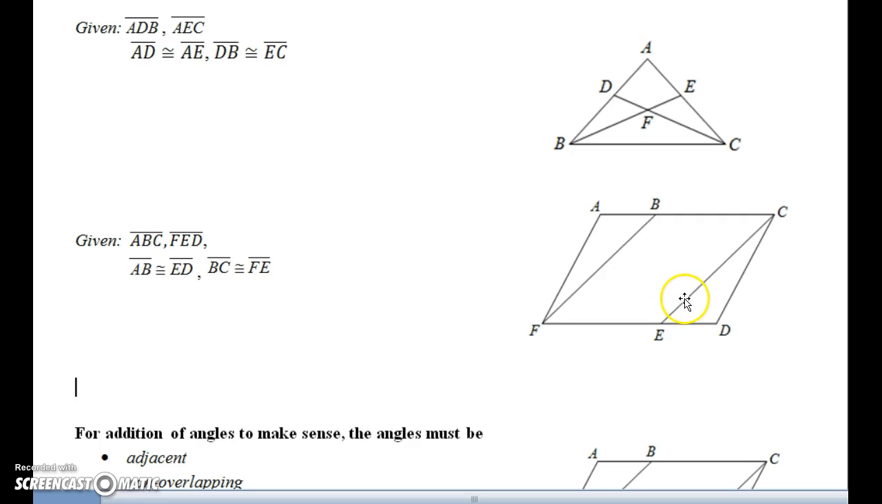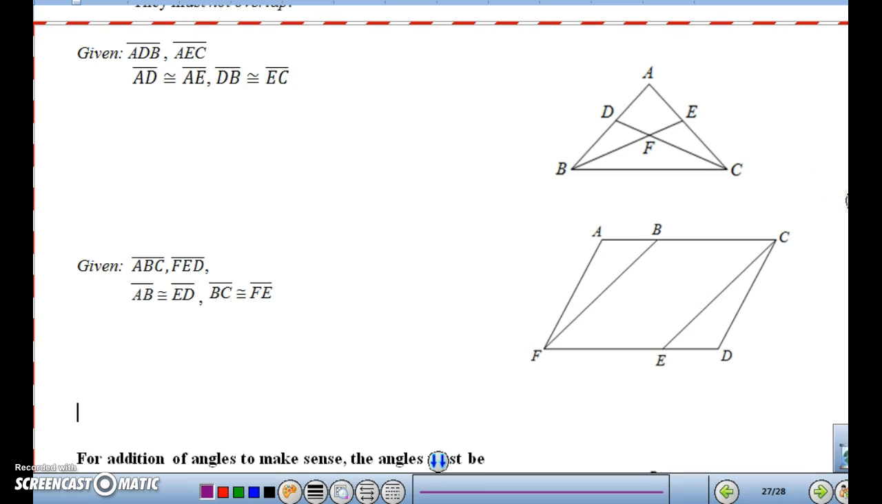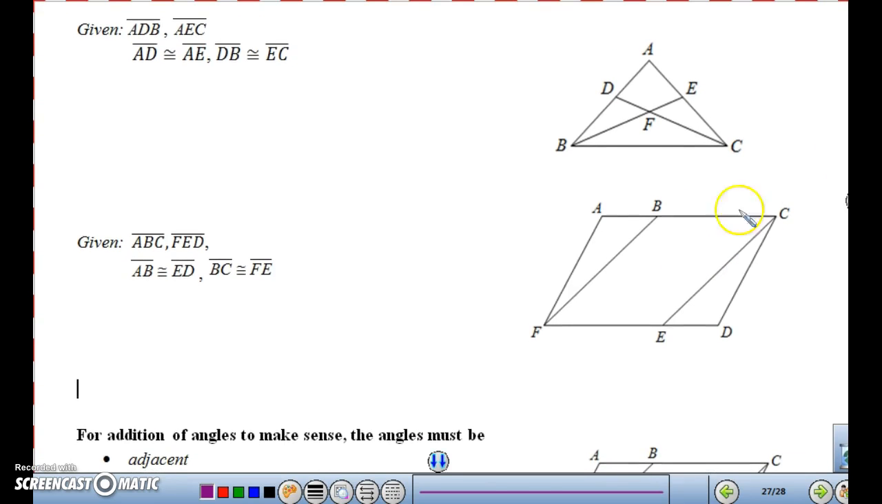Now let's actually apply the addition postulate to adding segments. Our given information is the stuff that we know about our diagram. We are given that ADB is a segment and AEC is a segment. That tells me those points are collinear on that segment. That's where everything falls. I'm also given that segment AD is congruent to segment AE, so I'm marking it here. And segment DB and EC are also congruent.